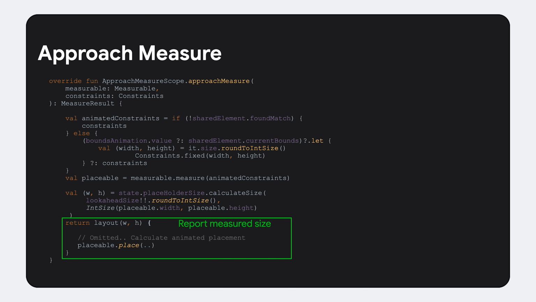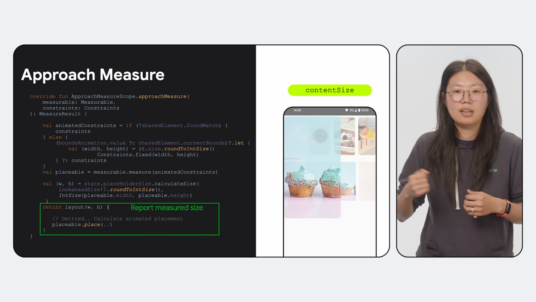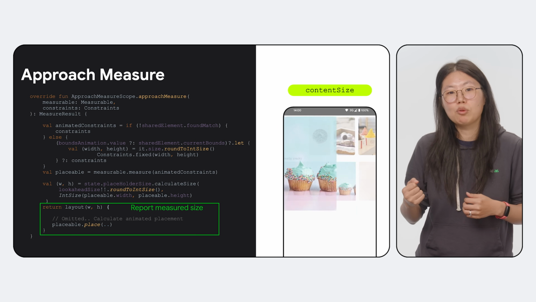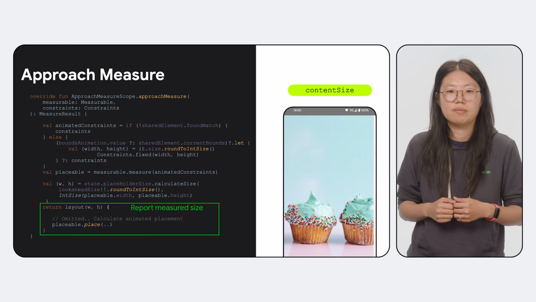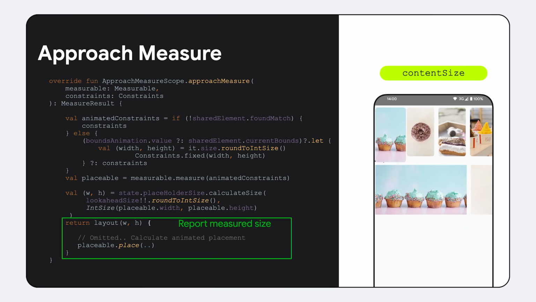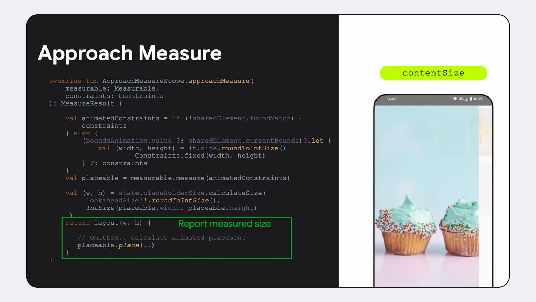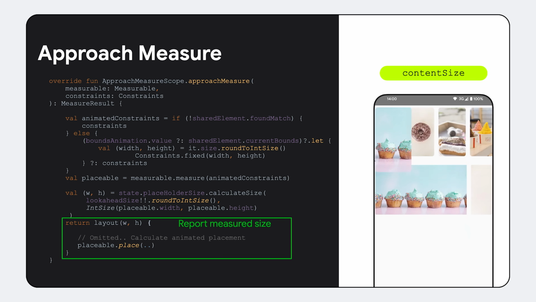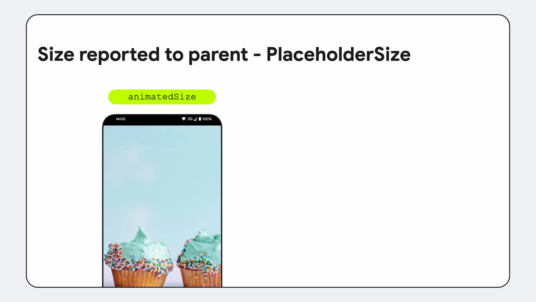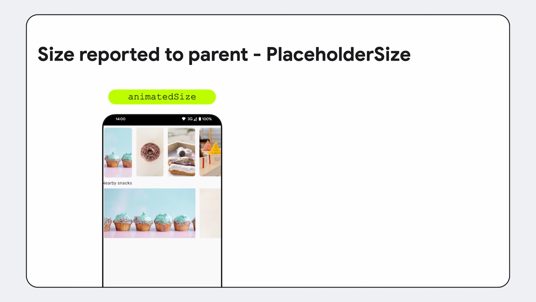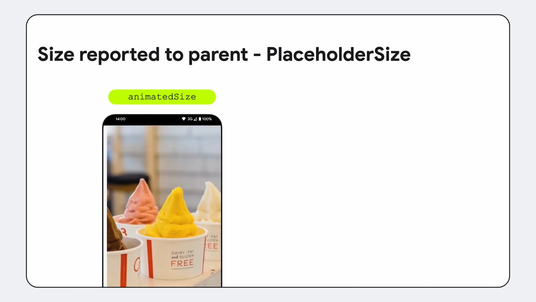Once we finish measuring the child, we need to report the measured size back to the parent layout. We again have different choices. We could report the content's target size. As you can see on the right, if we report the content size, then the parent will not see any size change during the transition. Therefore, it will not resize itself or rearrange sibling layouts. On the other hand, if we report animated size, then the parent could change their sizes and siblings' positions to accommodate, similar to the animated visibility demo that we saw earlier.